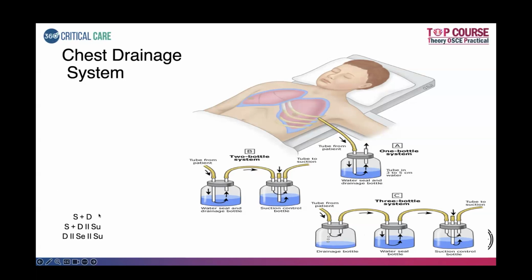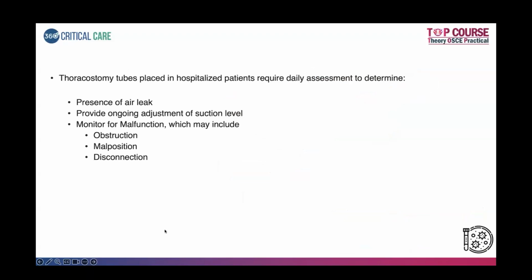Just for memory purposes, in a 1 bottle system it is seal plus drainage. In a 2 bottle system, there is seal plus drainage in one and suction in the other. And in a 3 bottle system, we have one for drainage, one for seal, and one for suction. Thoracostomy tubes placed in hospital patients require daily assessment to determine the presence of an air leak, provide ongoing adjustments of suction level, and monitor for malfunction, which may include obstruction, malposition, or disconnections. This is very important and needs to be kept in mind when you are managing a thoracostomy tube.